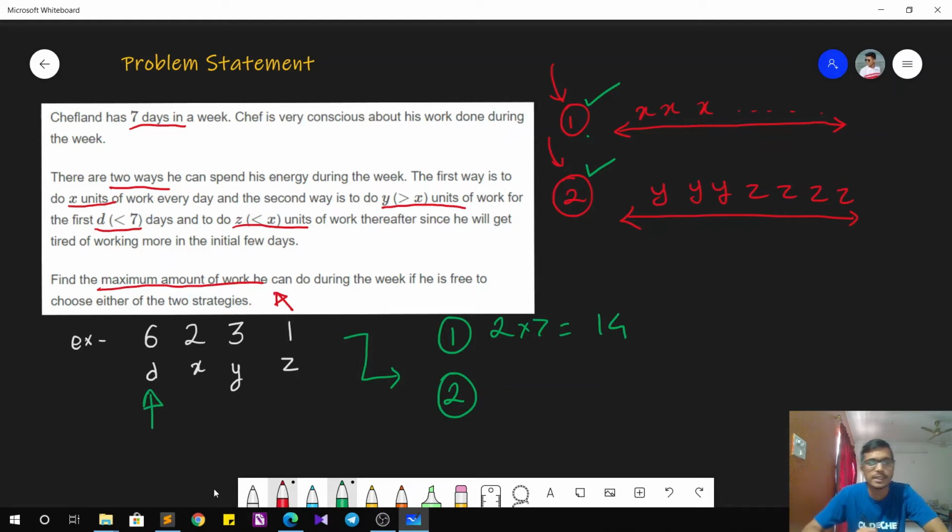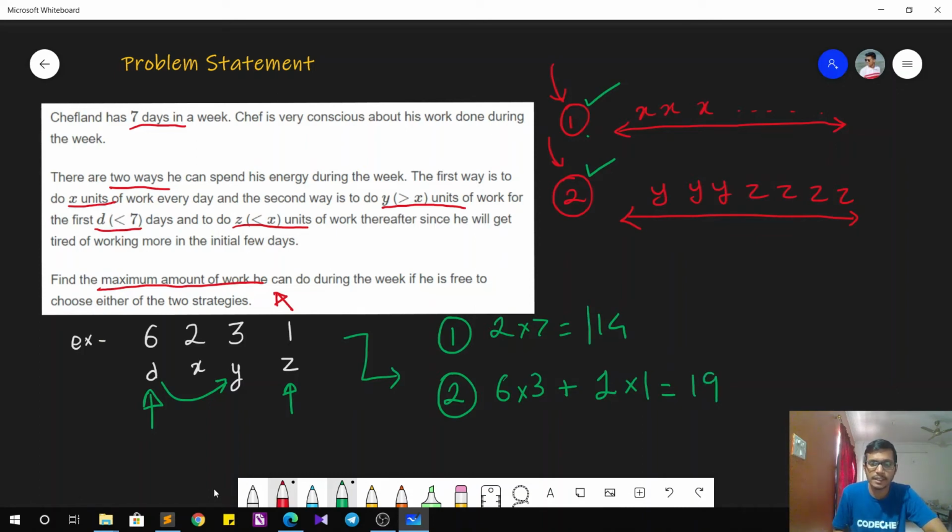But if you use the second strategy, what is the value of D? The value of D is 6. So for the first 6 days, he will do Y units of work. So 6 into 3 plus how many days remain? Remaining days are 7 minus 6, that is 1. And for that one day, he will do one amount of work, that is Z. So 1 into 1. So this comes out to be 19.